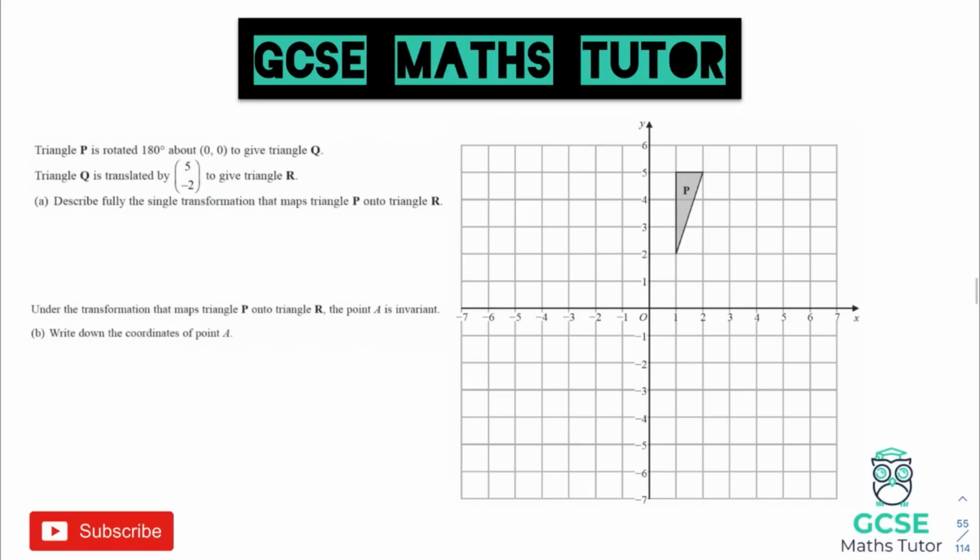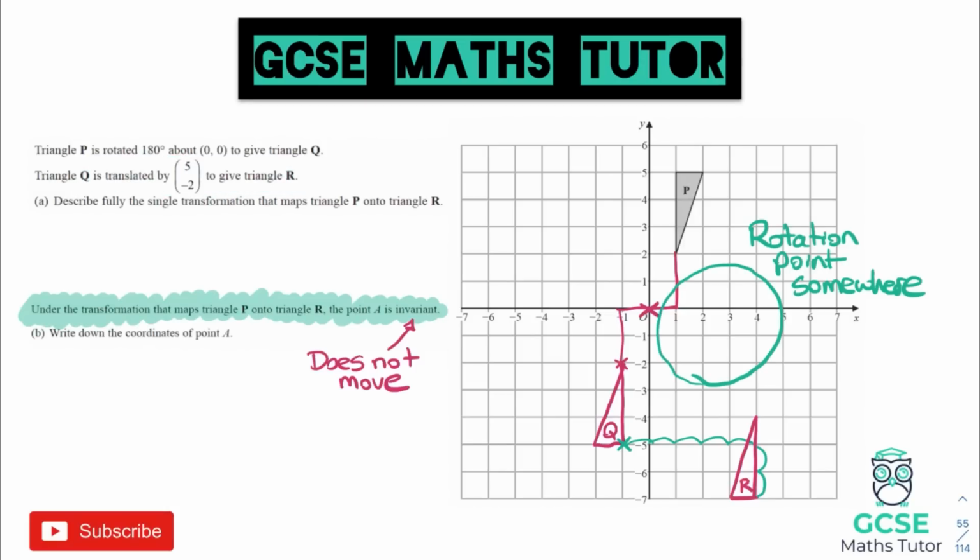You may also have questions where you have to do multiple transformations, so make sure you're happy with your reflections, rotations and translations so that you can go about doing these multiple questions. Now, if it does mention something called an invariant point, that's a point that hasn't moved. That could be on the shape or it could be part of a transformation.